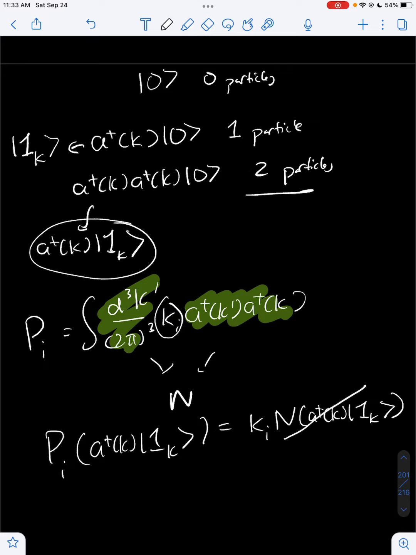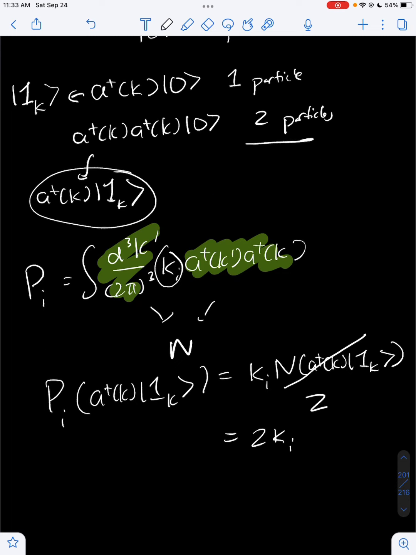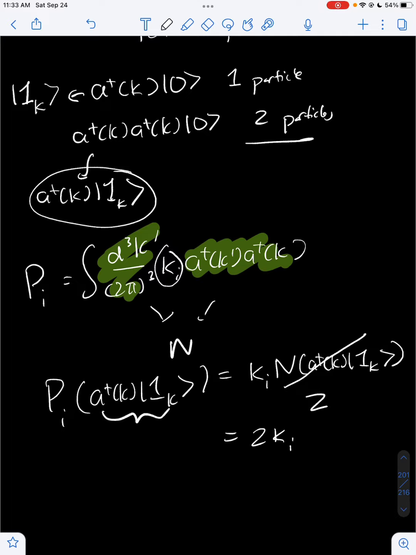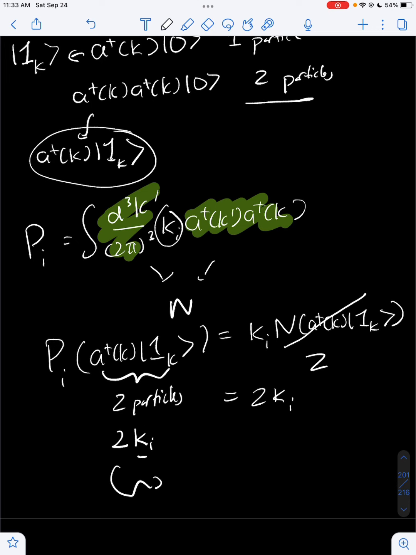So that's just going to give us 2, so you get 2ki. So not only does this state over here have 2 particles, but the total momentum of the state is 2 times ki, which was the momentum of the state with 1 particle. So it gives us 2 particles that each have a momenta of ki. So the combined momenta is just 2ki.